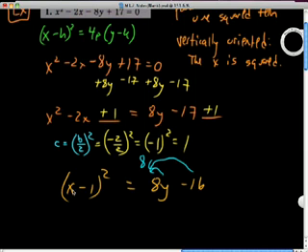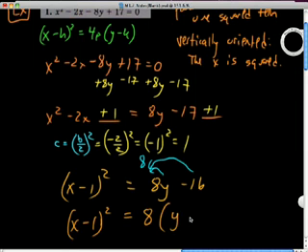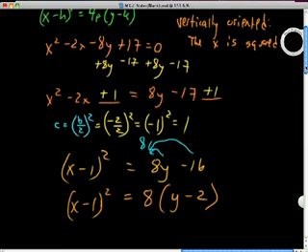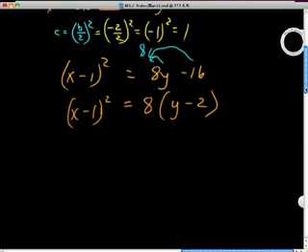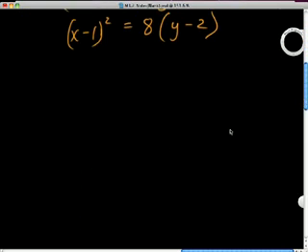So let's keep going. I'll have (x − 1)² = 8(y − 2) after I factor out the 8. And so now this finally looks like it's in that form, and I'm able to gather some information from this. I notice that my vertex must be the point (1, 2), recalling that it's the opposite of these numbers.